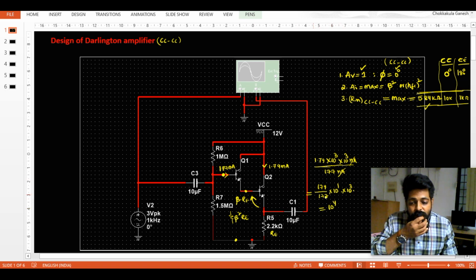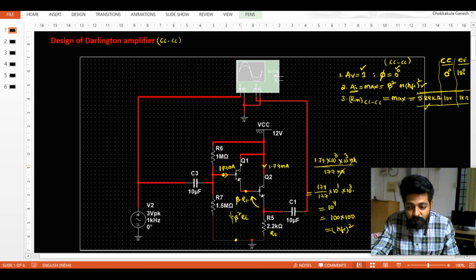The beta value which I chose is around 100. So I got 100 into 100, which is nothing but HFE whole square. So the current gain I expect is beta times beta, or HFE whole square, and through the simulation also I got the same. The transistor expects beta times IB to flow here, and from this one also it expects beta times again, so that also should flow.